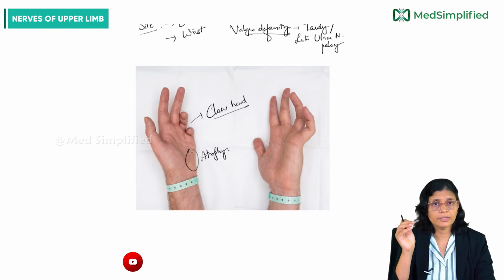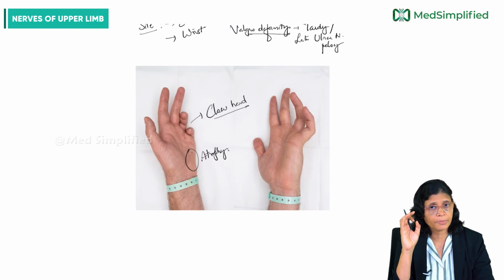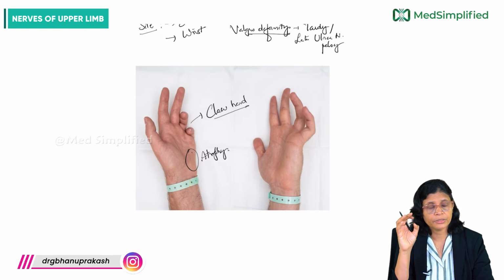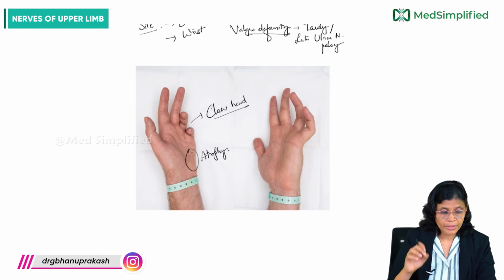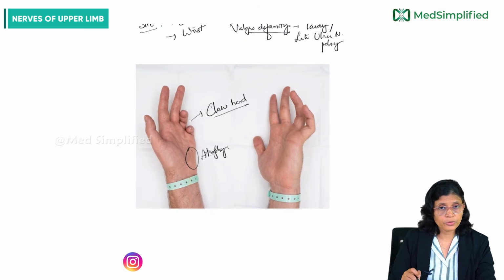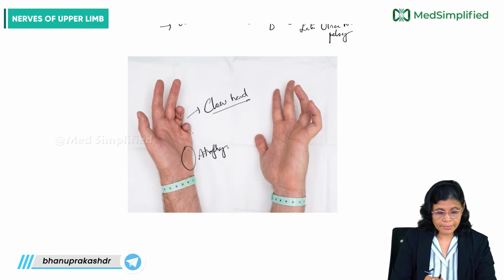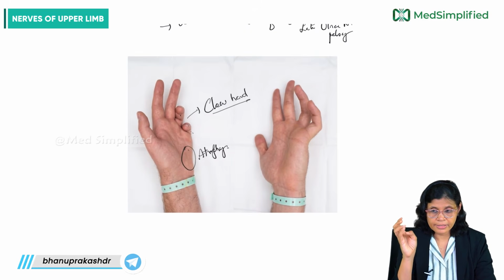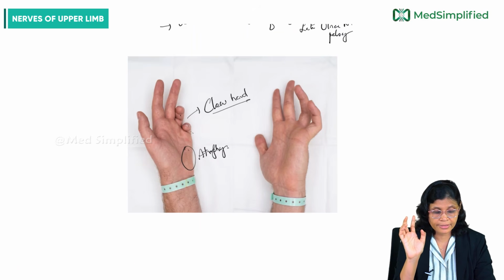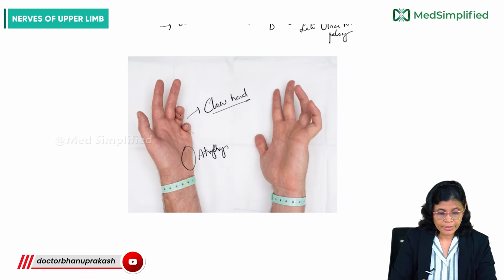If only the ulnar nerve is involved, we call it the partial claw hand. If both ulnar and median nerves are injured, then we have a complete claw hand. Claw hand deformity here affects two fingers. Which two fingers? The ring and the little finger. Here the first phalanges of these fingers are extended, and the middle and distal phalanges are flexed like this. That we call the claw hand.